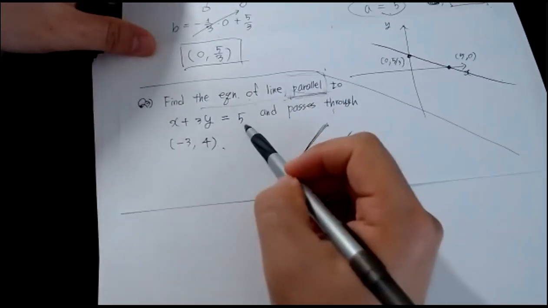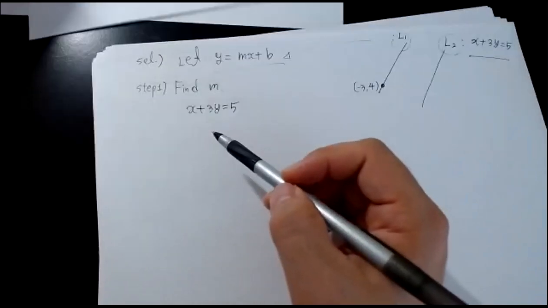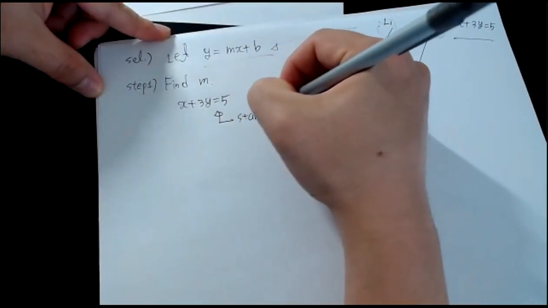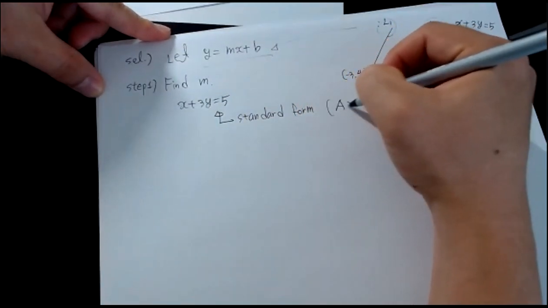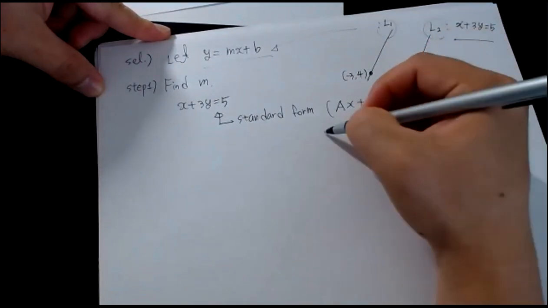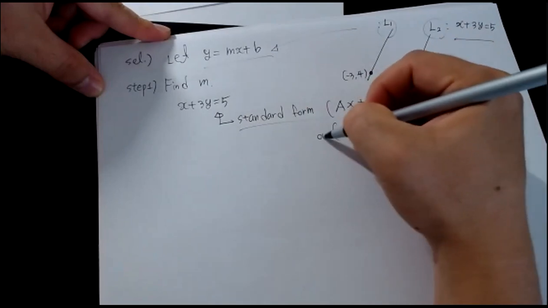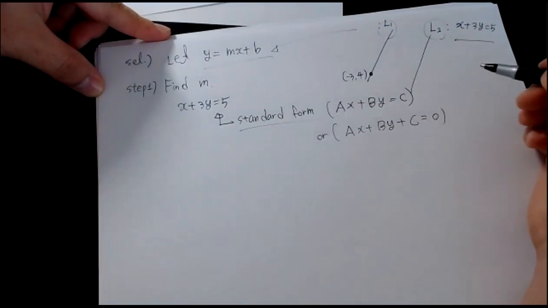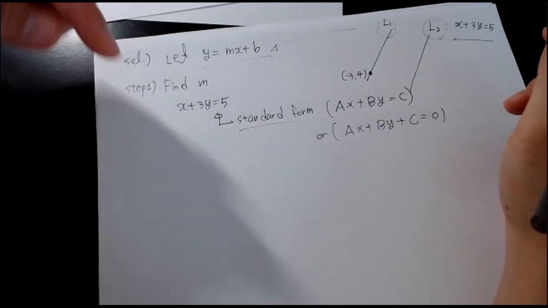Let's figure out the form of that equation. This is standard form. Standard form of a line is ax plus by equals c, or depending on the textbook, other textbooks define standard form as ax plus by plus c equals 0. So either one is fine.